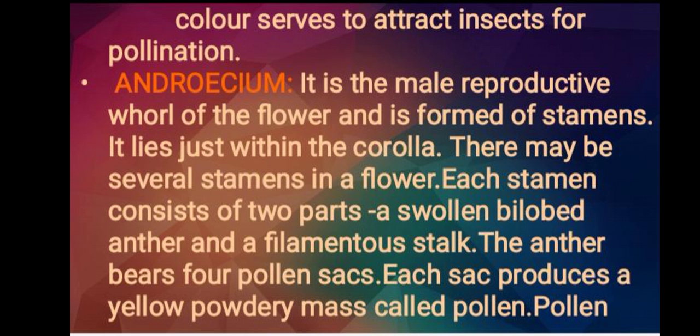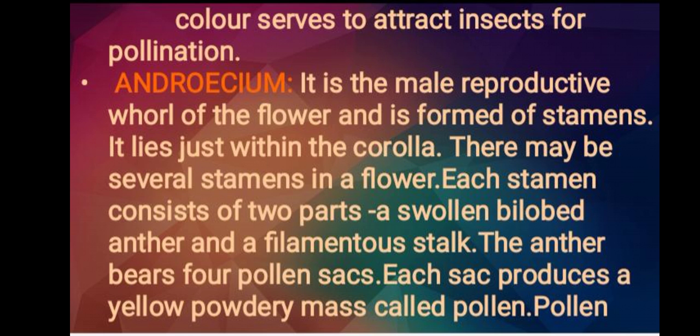Next is androecium. It is the male reproductive whorl of the flower and is formed of stamens. Stamens are the male reproductive organs in the flower. It lies just within the corolla. There may be several stamens in a flower. Each stamen consists of two parts, a swollen bilobed anther and a filamentous stalk.